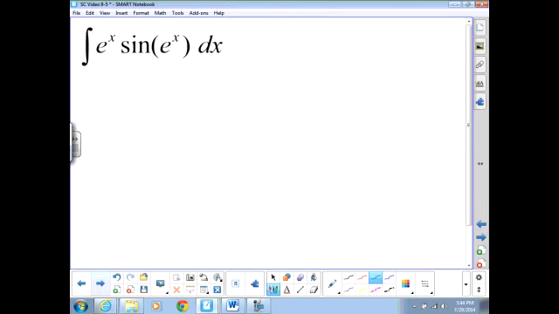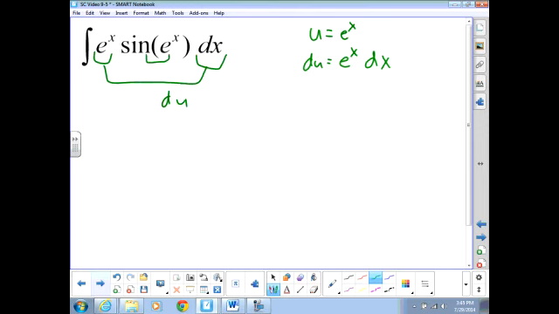Looking at this quick, hopefully you recognize that normally we work with a sine x. So the thing that's where the x normally is the e to the x. We'll let u equal e to the x, meaning du is equal to e to the x dx. Well, notice we have exactly that in this case. We have an e to the x and a dx left over. That'll be our du, meaning this will end up being sine of u.